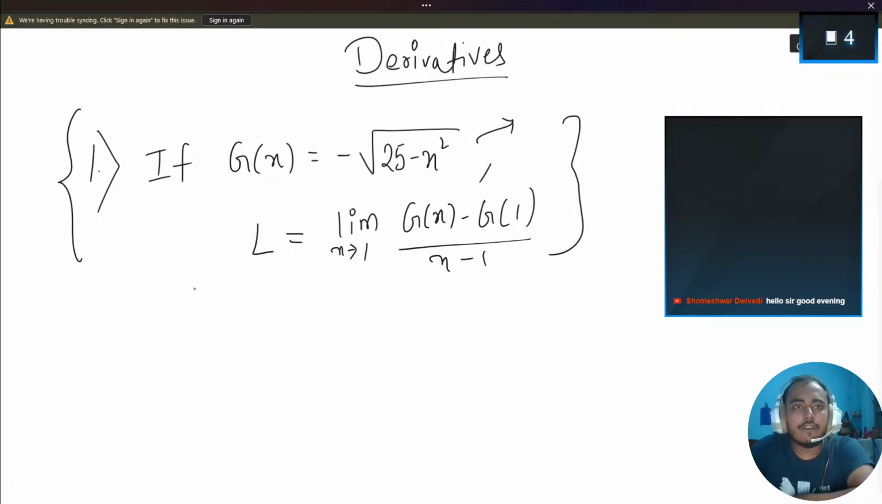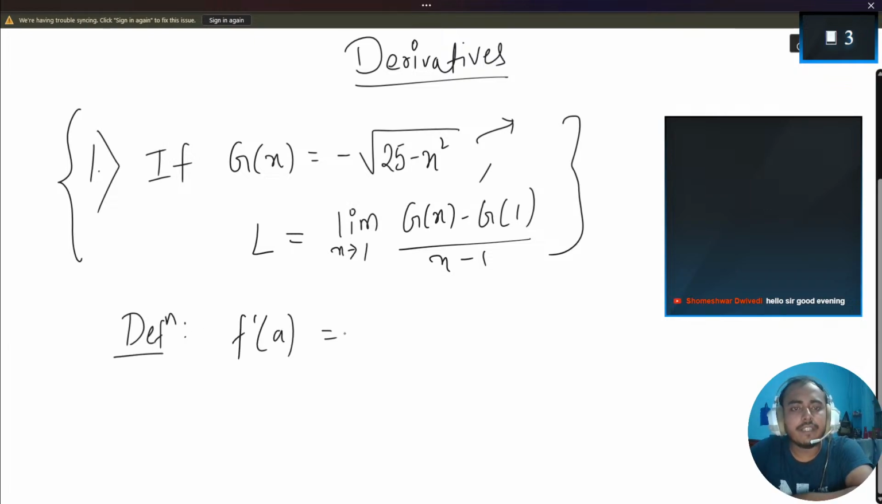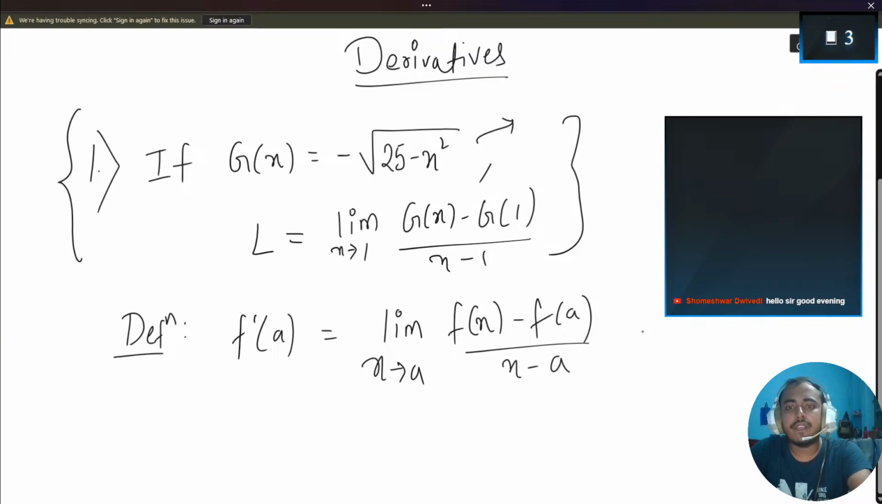Now, first of all, I would like to say two things here. We can do it obviously using normal rationalization, but a better way of doing it is this. A definition in this regard is very helpful. f dash of a for a function f of x is defined as limit x tends to a of f of x minus f of a divided by x minus a. This is the definition of the derivative. Now, this limit definition leads to f dash of a, which is simply the derivative of the function f at the point a.